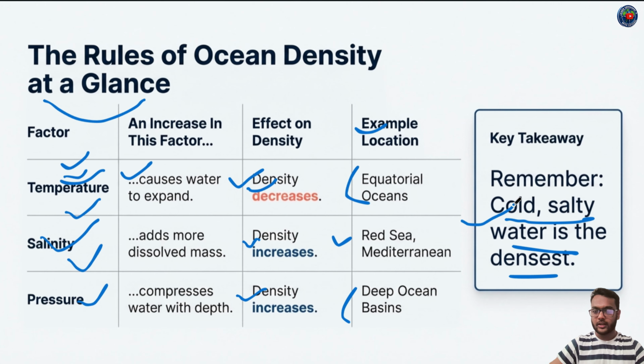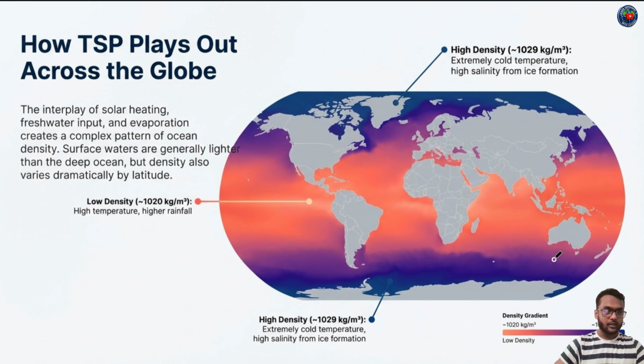That means cold, that is temperature cold, and cold water also creates high pressure. Cold as well as high pressure and salt water is denser. That means dense ocean water. The interplay of solar heating, freshwater input and evaporation creates a complex pattern of ocean density. Surface waters are generally lighter than the deep ocean, but density also varies dramatically by latitude.